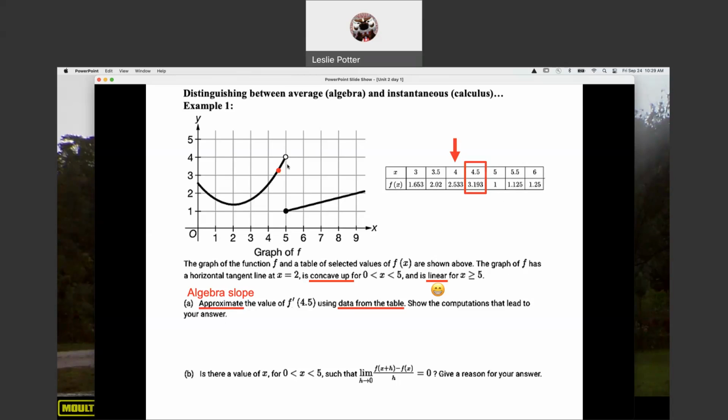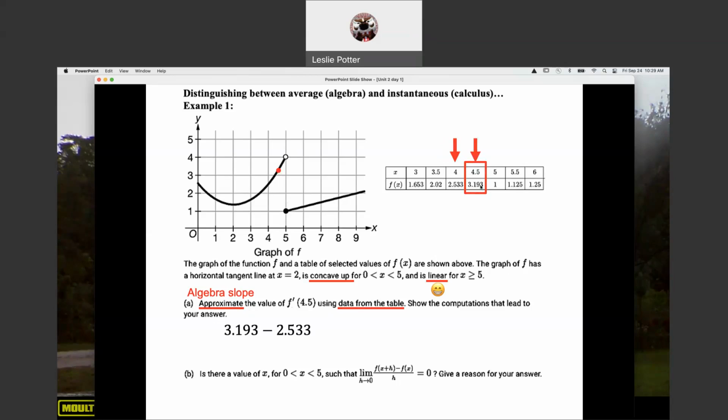So we can't use that value out of the table. And we don't know this value for sure. So we literally have to use those two values. We literally have to connect these two points and do the algebra slope there because of that piecewise function. Okay, so these are the little things that they might be able to get you caught up on.